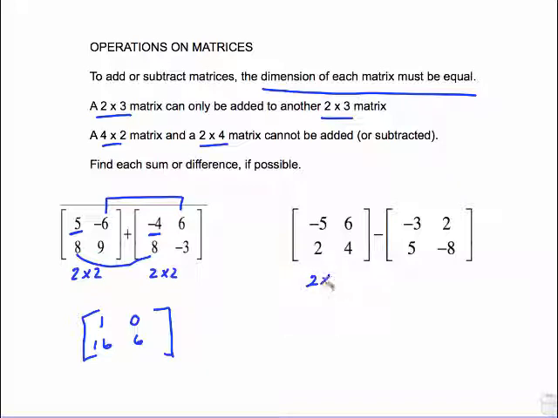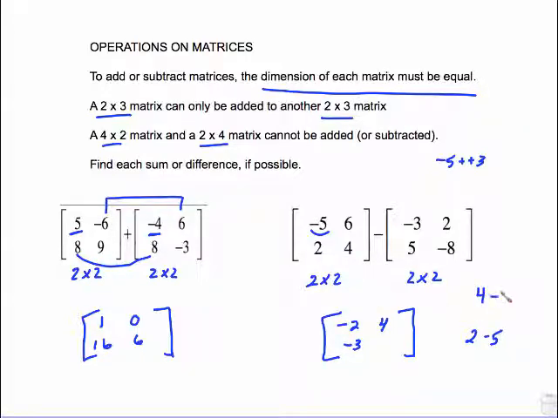Subtracting, I better look at the dimensions. This is a 2 by 2. This is a 2 by 2. So that says, yes, I can subtract them. And all you need to be careful with here is the arithmetic sign-wise. So you might want to write this out. This is -5 minus -3. Minus and minus goes to plus. -5 plus 3 is -2. This is pretty simple. 6 minus 2 is 4. 2 minus 5, if you have to write it out or enter it in your calculator, that's fine. 2 minus 5 is -3. And the bottom is 4 minus -8. Minus and minus goes to plus, and that will be 12.